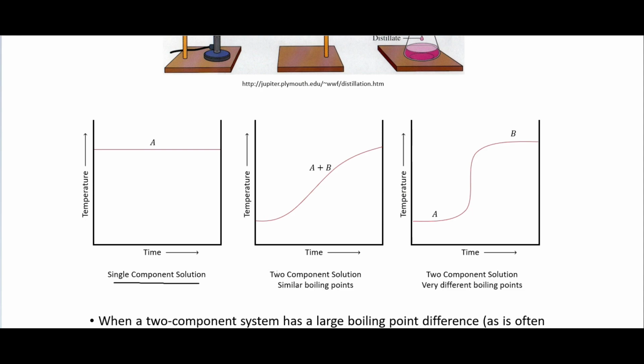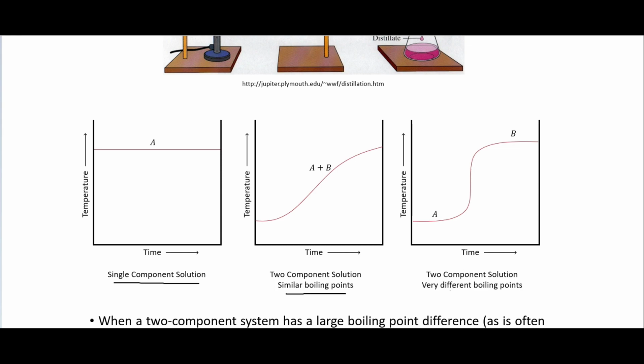Whereas if we have a two-component solution that has similar boiling points, we'll see a continuous increase in the temperature here. That's because, say, if A has a lower boiling point than B, then we will start boiling off the A first, and the vapor will start having more and more B content in it as we go through time. And so the boiling point will start approaching that of B rather than A.